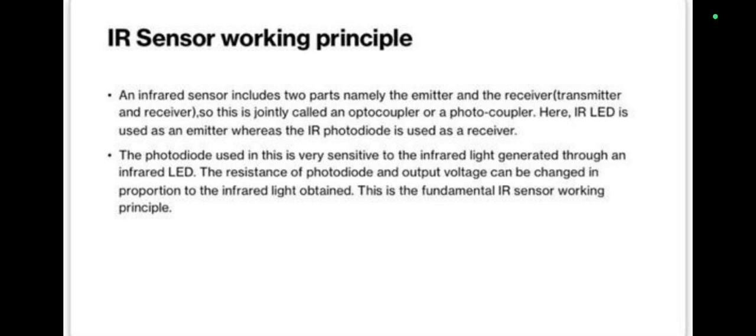Now, let's talk about the working principle of the IR sensor. An infrared sensor includes two parts, namely the emitter and the receiver. This is jointly called an optocoupler or a photocoupler. Here, an IR LED is used as an emitter, whereas an IR photodiode is used as a receiver. The photodiode used in this is very sensitive to the infrared light generated by an infrared LED. The resistance of the photodiode and the output voltage change in proportion to the infrared light obtained. This is the fundamental IR sensor working principle.